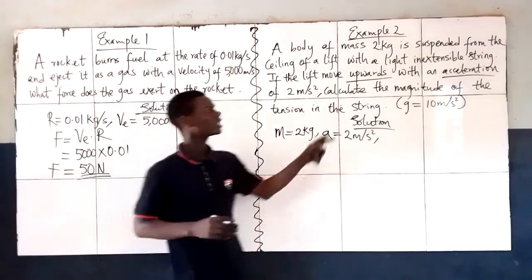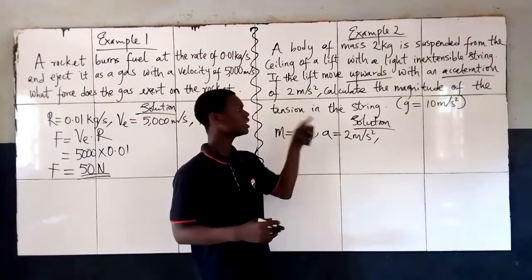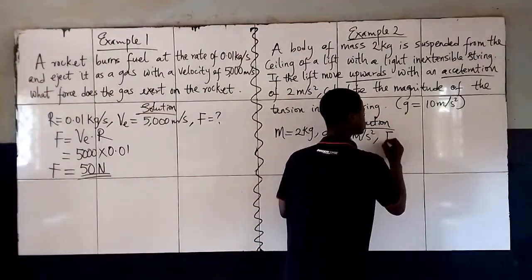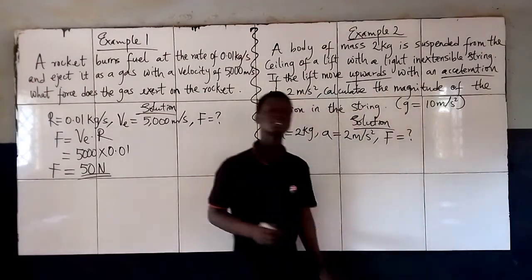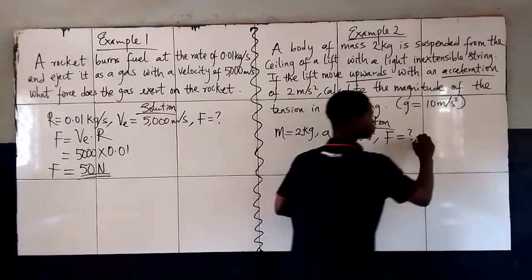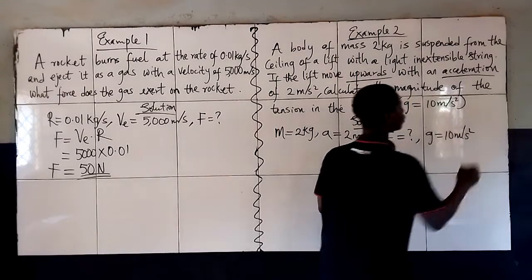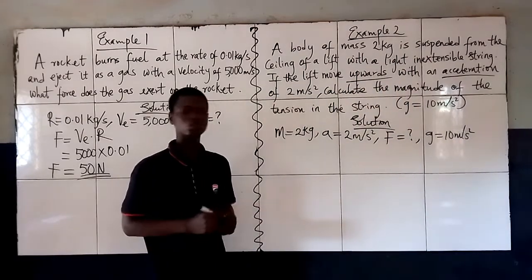They now said, calculate the magnitude of the tension in the string. And we know that tension under this topic is still represented as what? F. So F is unknown. Now they gave us in addition that take G as what? 10 meters per second squared. So guys, this is what we have.